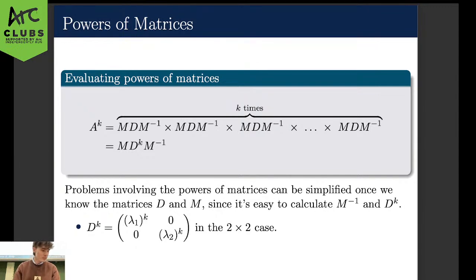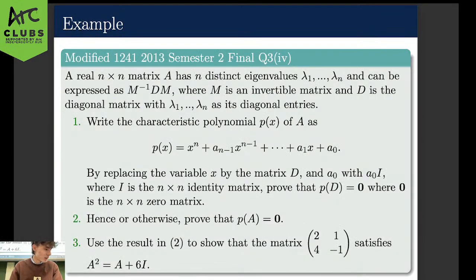So a question here from a 1241 paper was: if we have a real n by n matrix A with n distinct eigenvalues, and then there would be n corresponding linearly independent eigenvectors, it can be expressed in the form M inverse D M. So in other words, the matrix A can be diagonalized.